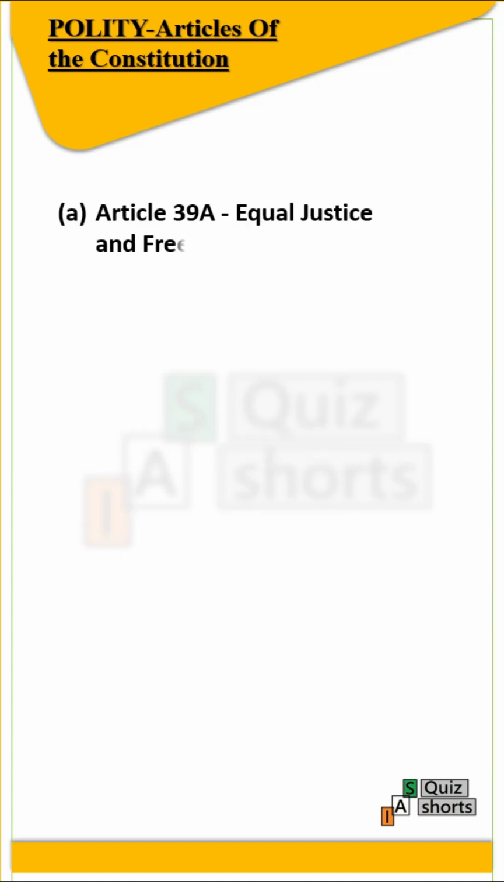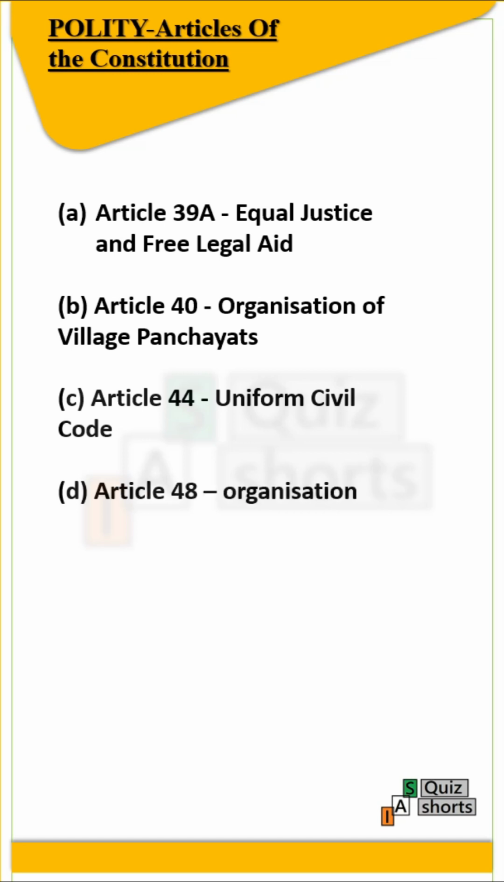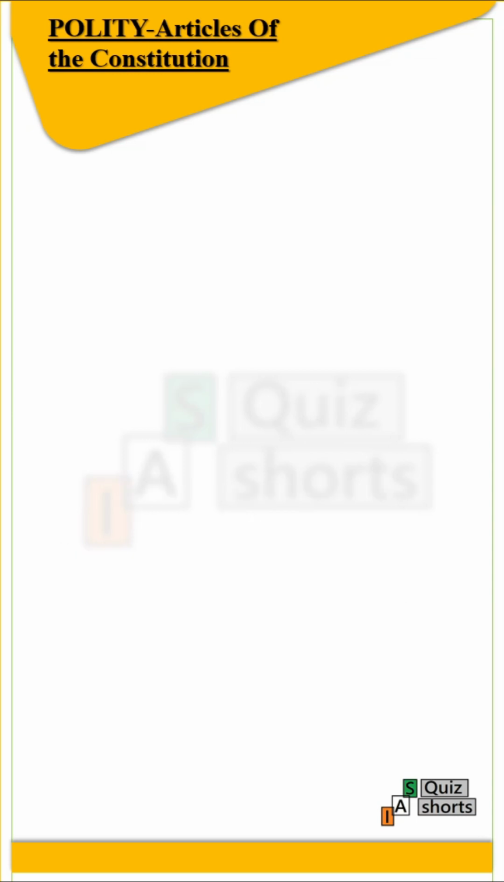Article 39A Equal Justice and Free Legal Aid. Article 40 Organization of Village Panchayats. Article 44 Uniform Civil Code. Article 48 Organization of Agriculture and Animal Husbandry. Article 50 the separation of judiciary from the executive.